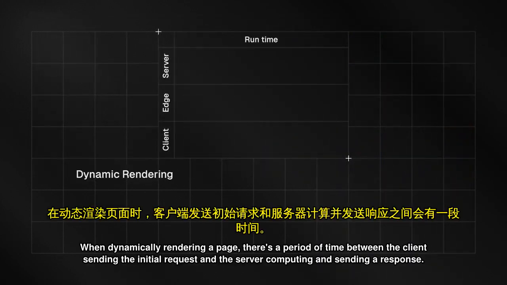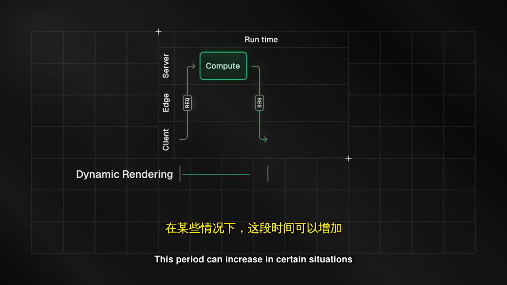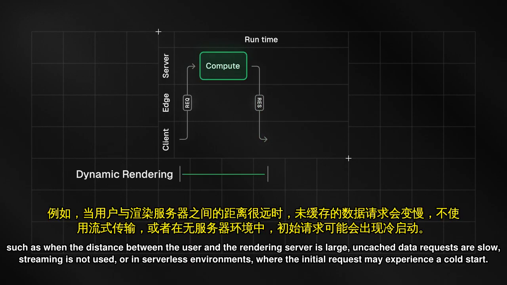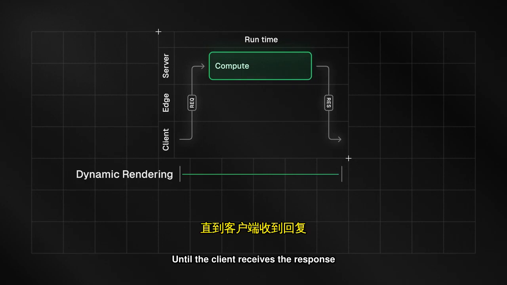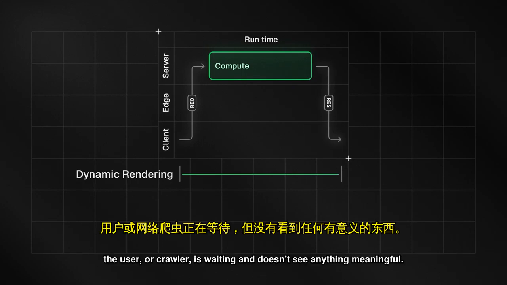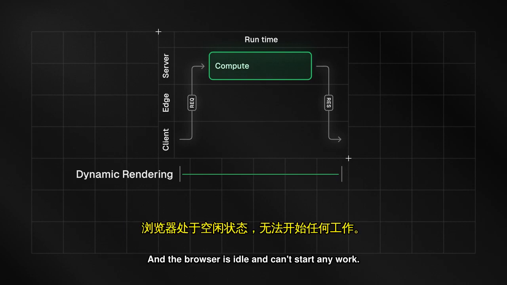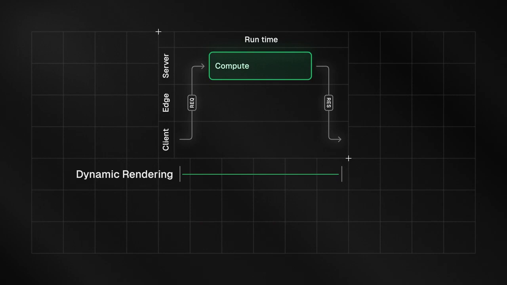When dynamically rendering a page, there's a period of time between the client sending the initial request and the server computing and sending a response. This period can increase in certain situations, such as when the distance between the user and the rendering server is large, uncached data requests are slow, streaming is not used, or in serverless environments, where the initial request may experience a cold start. Until the client receives the response, the user, or crawler, is waiting and doesn't see anything meaningful. And the browser is idle and can't start any work.